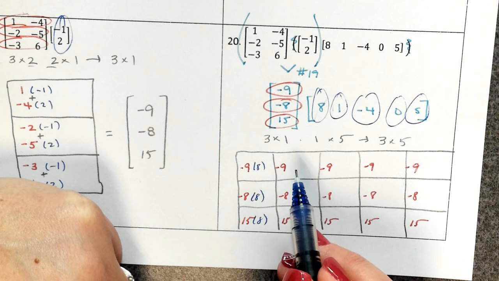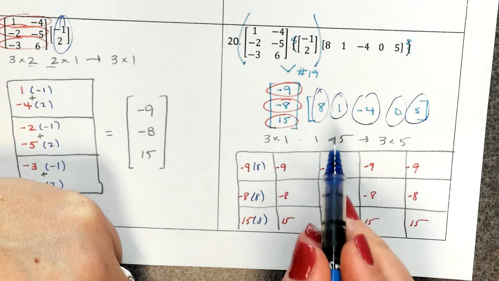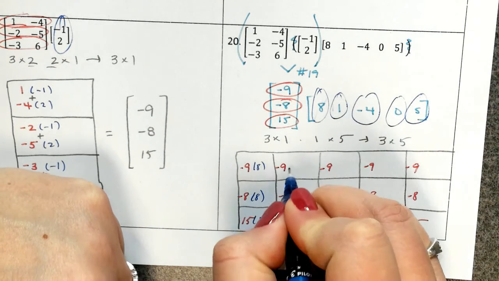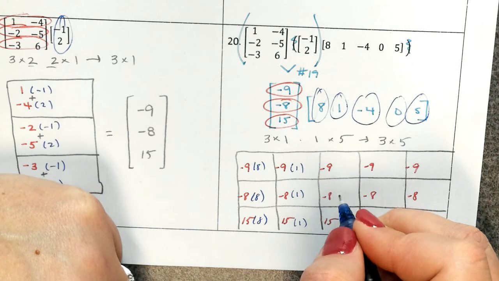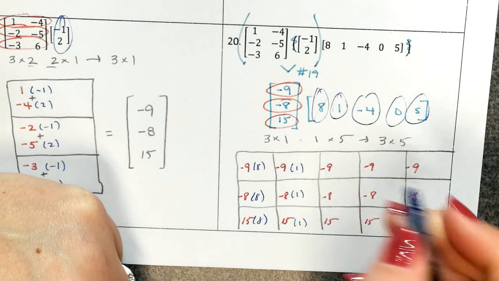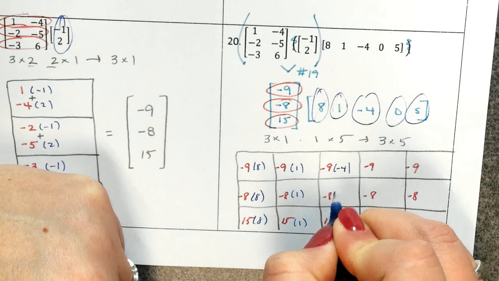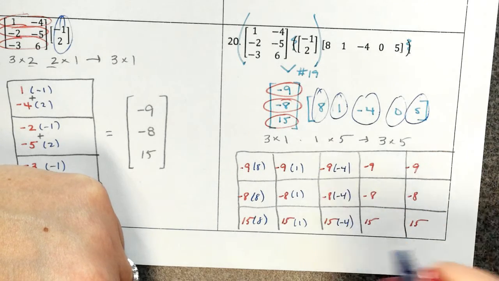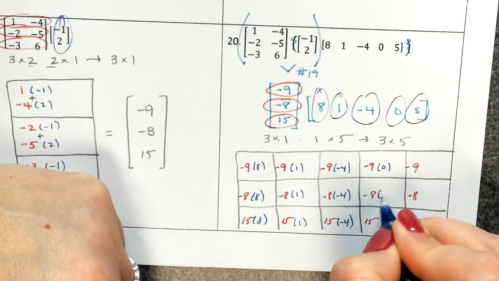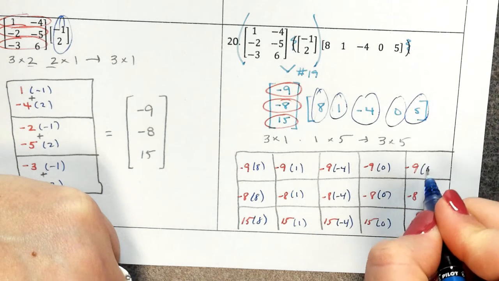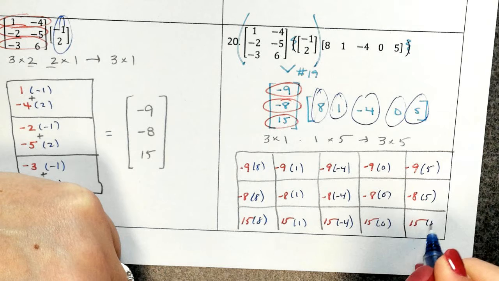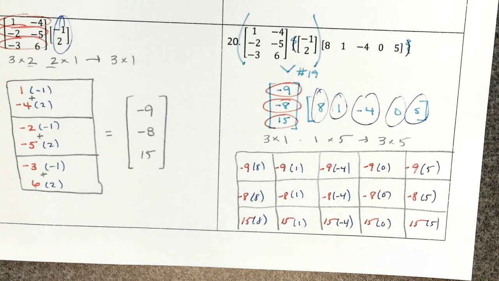8 came first, and then 1. And then next comes a negative 4. And next comes a 0. That'll be nice because those will just all turn into 0. And a 5 here. And then once we multiply those, we'll have our answer.